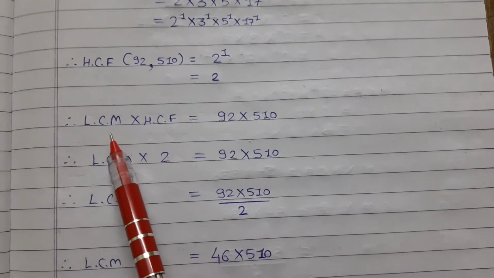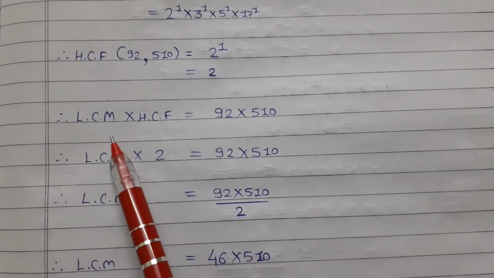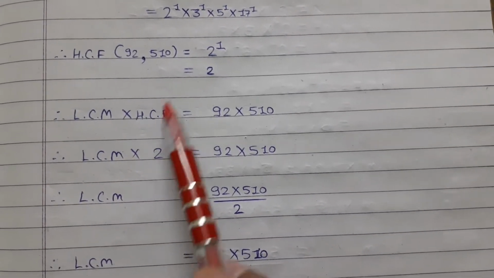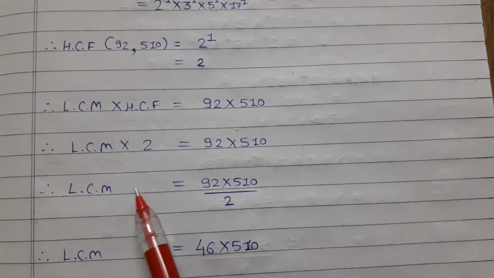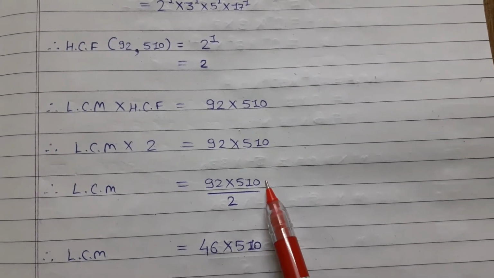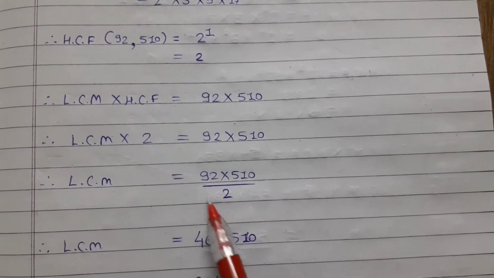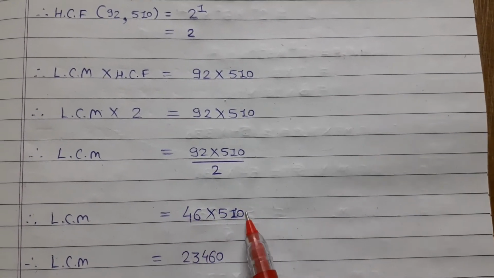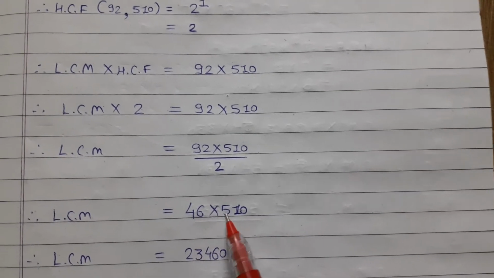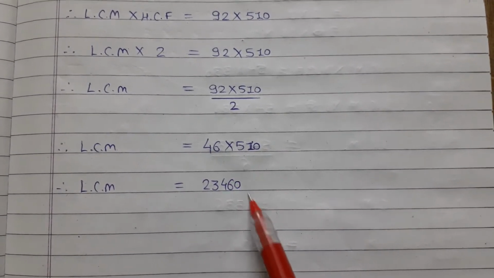Now we are applying the formula LCM into HCF is equal to multiplication of the two digits. We get LCM into 2. We have already found HCF, that is 2, is equal to 92 into 510. LCM is equal to 92 into 510 by 2. 46 into 2 divided by 2, the 2s are cancelled. Therefore, we are getting 46 into 510. 46 into 510, we get 23,460 as the answer.